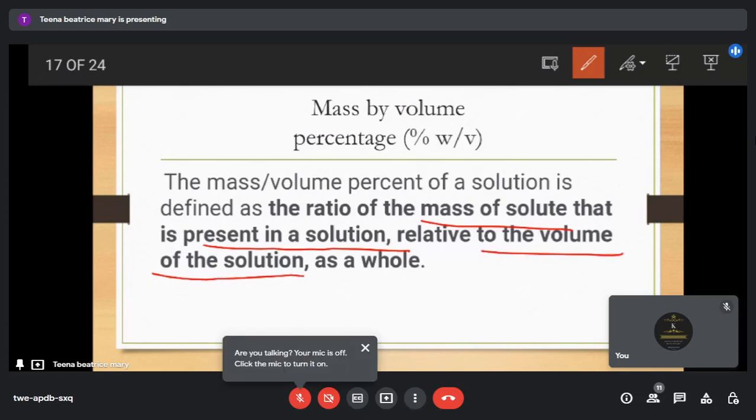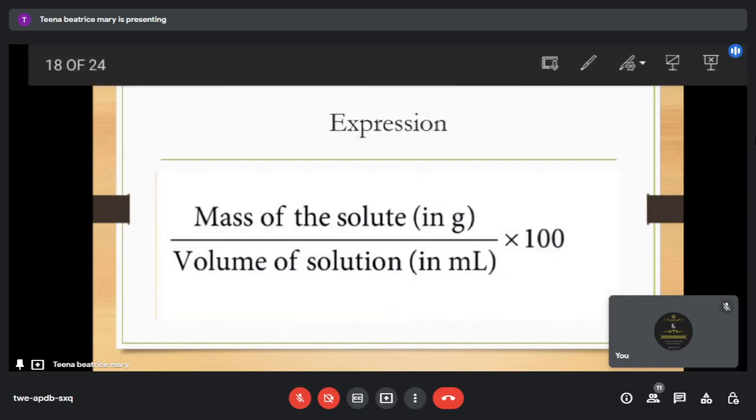That is what is called mass by volume percentage. The mass given in gram or milligram tells us how much is mixed in this solution, and that is what we are going to see. So the formula here is mass of the solute in gram and volume of the solution. Don't write mass of the solution, because that comes in mass percentage. So volume of the solution in ml into 100.